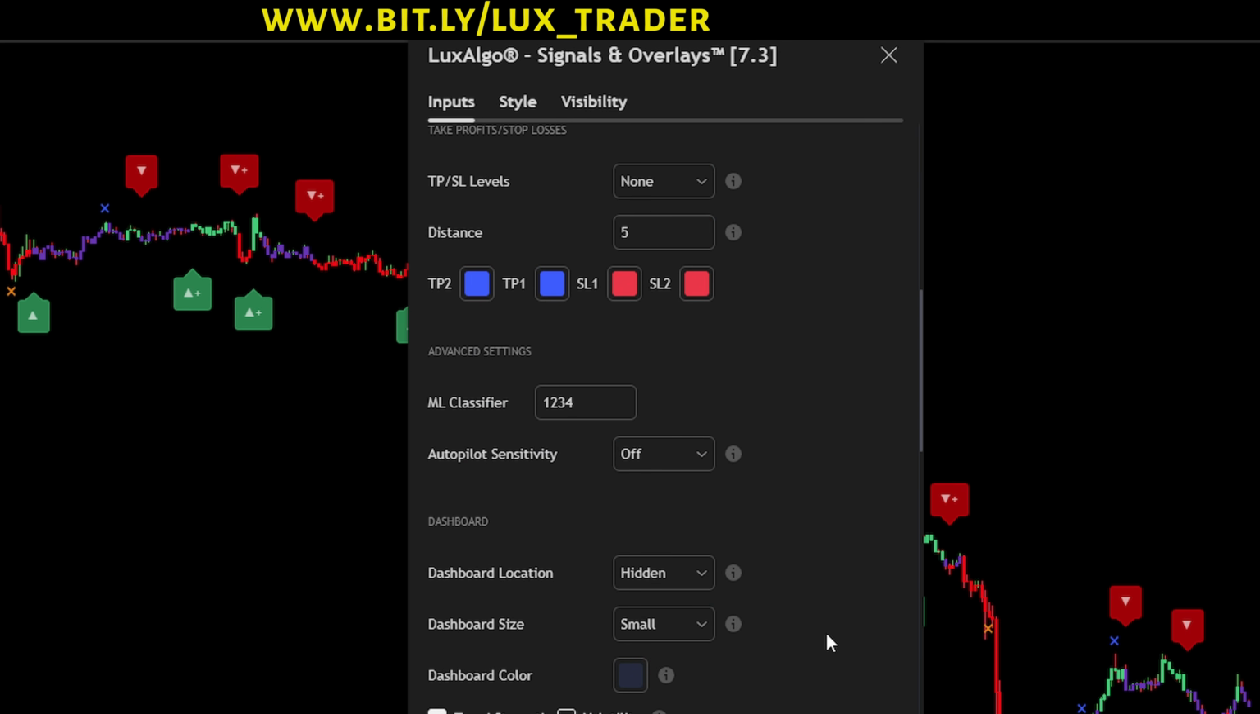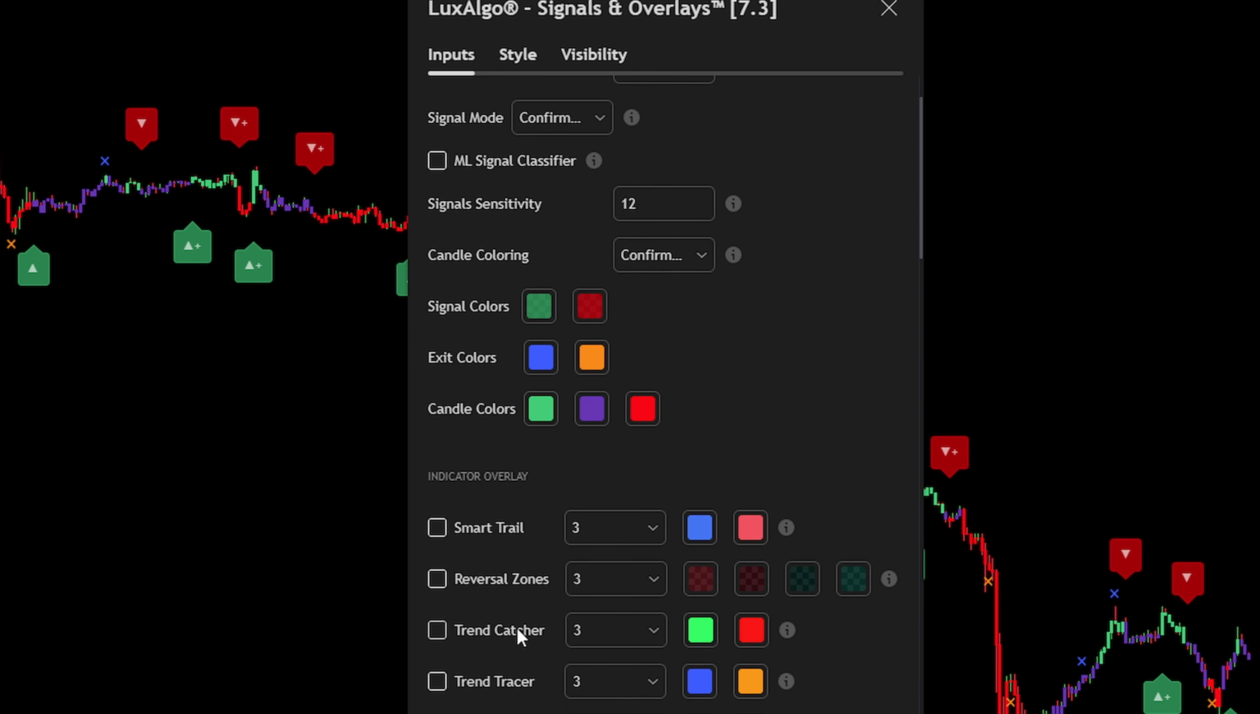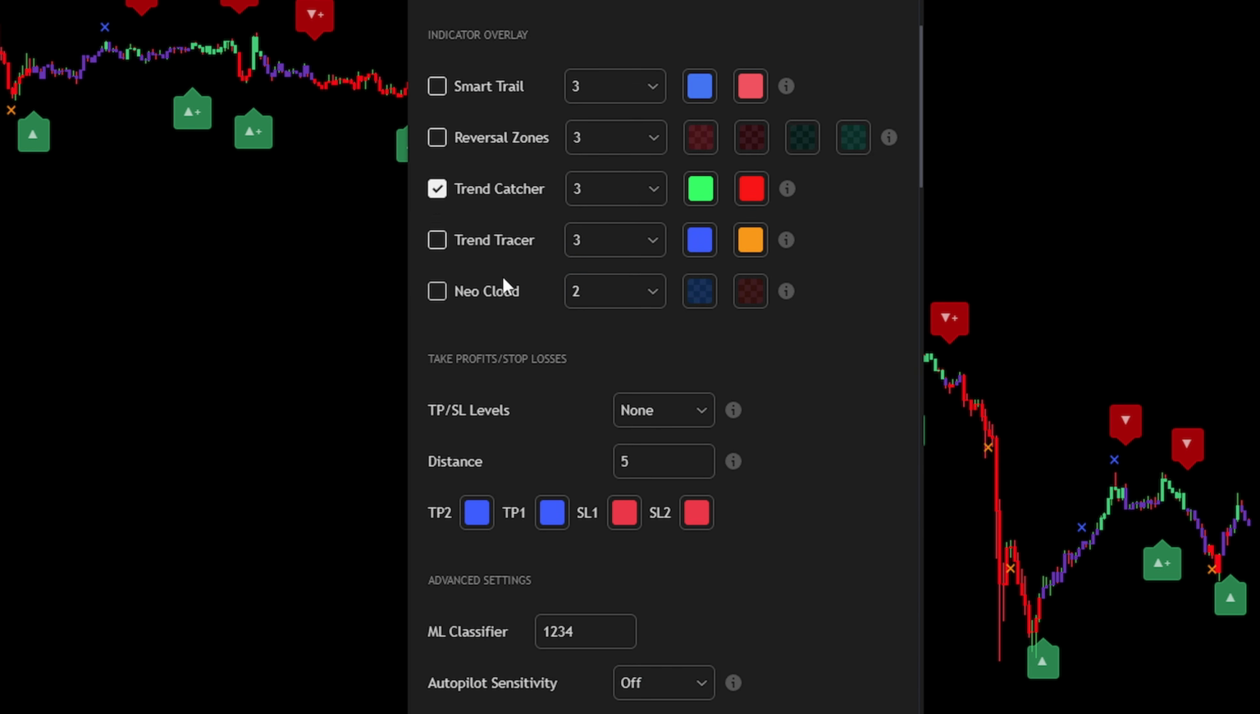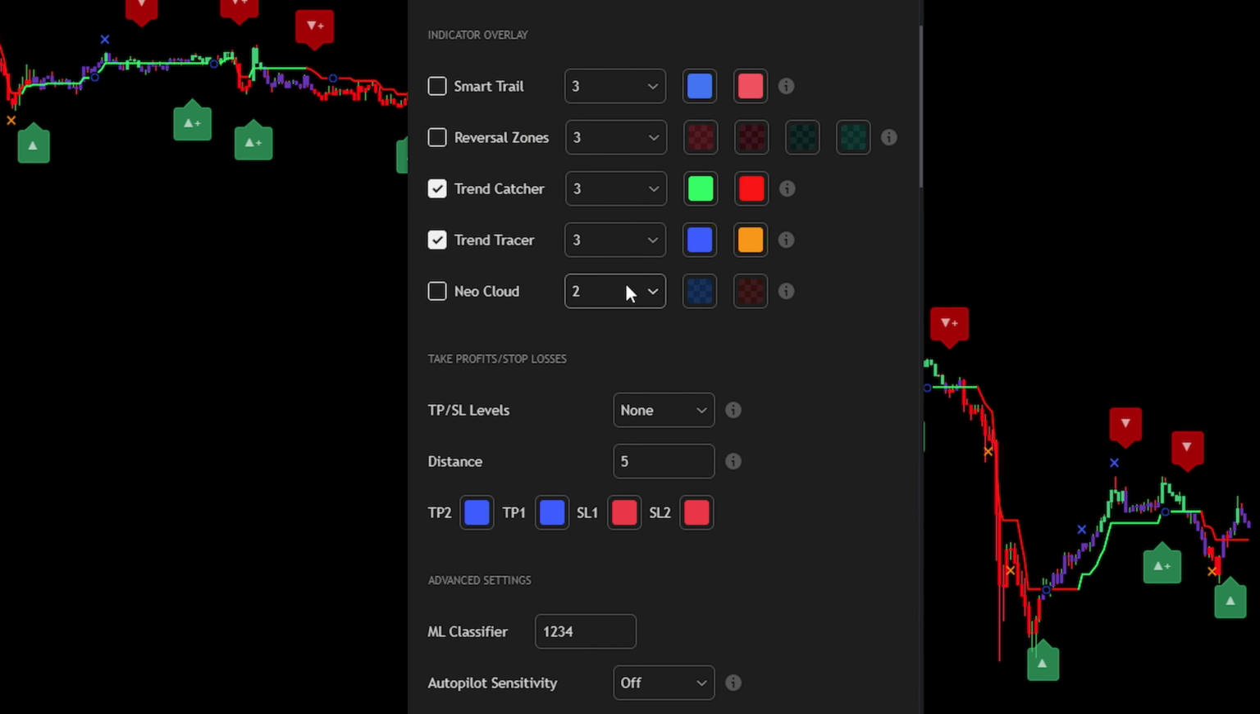Now we move to the overlays section. We enable the trend catcher and set its value to 3. We also enable the trend tracer and set it to 3 as well. These two tools will act as our directional filters. That is it. No extra tools, no additional indicators.